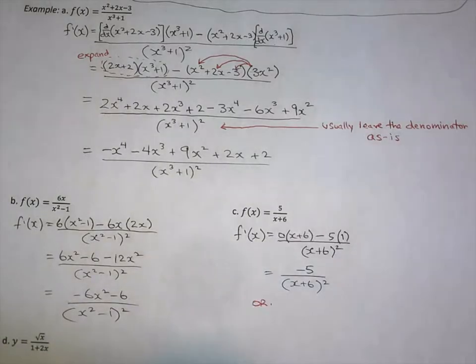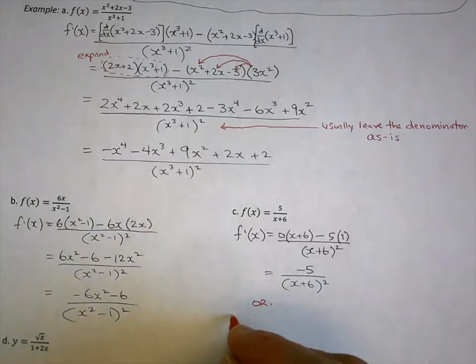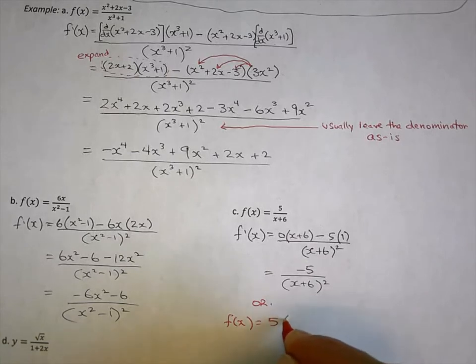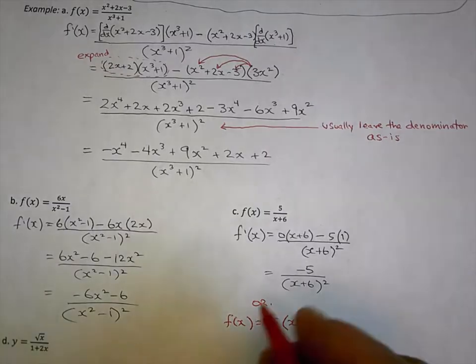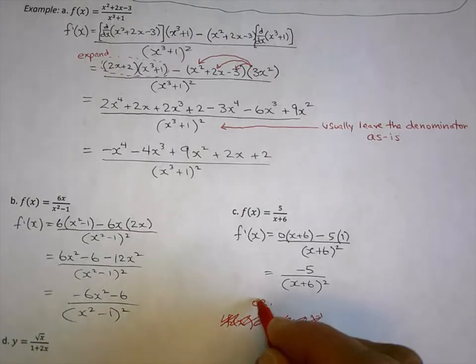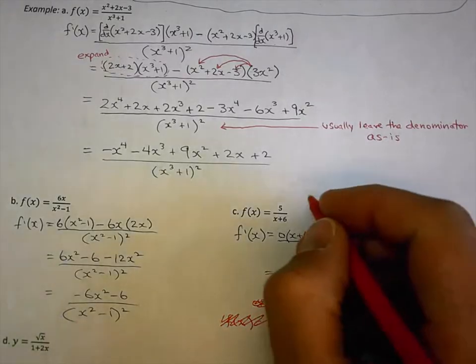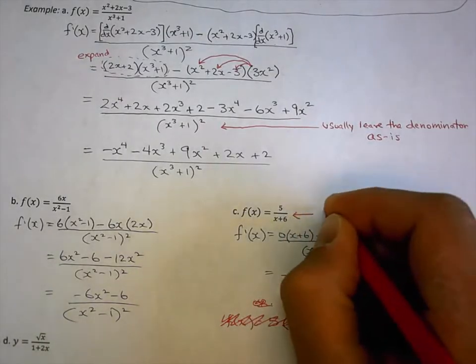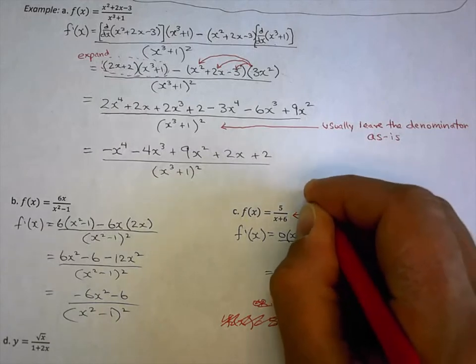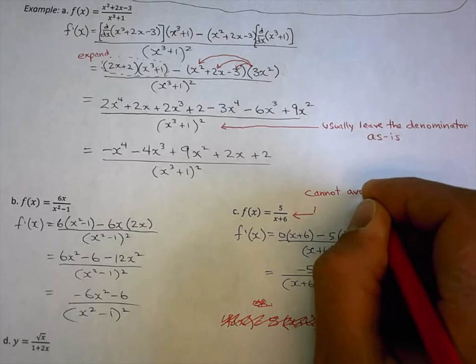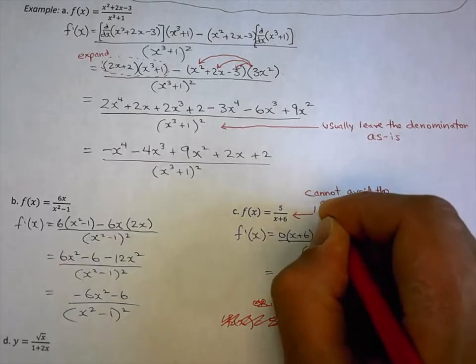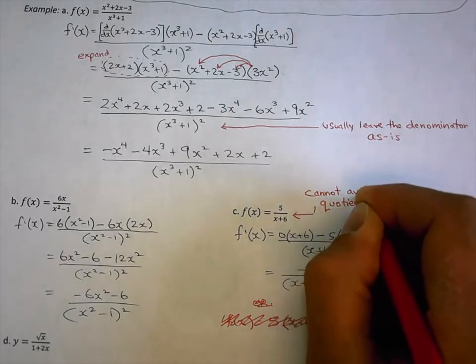Or you could have written this as f of x is equal to 5 times x plus 6 to the power of negative 1. Nope, don't do that for now. Sorry, that's chain rule. We're not there yet. Don't think about that. In fact, with a question like this, as it looks right now, we cannot really avoid the quotient rule. We can't even simplify this to get it out of the quotient rule.